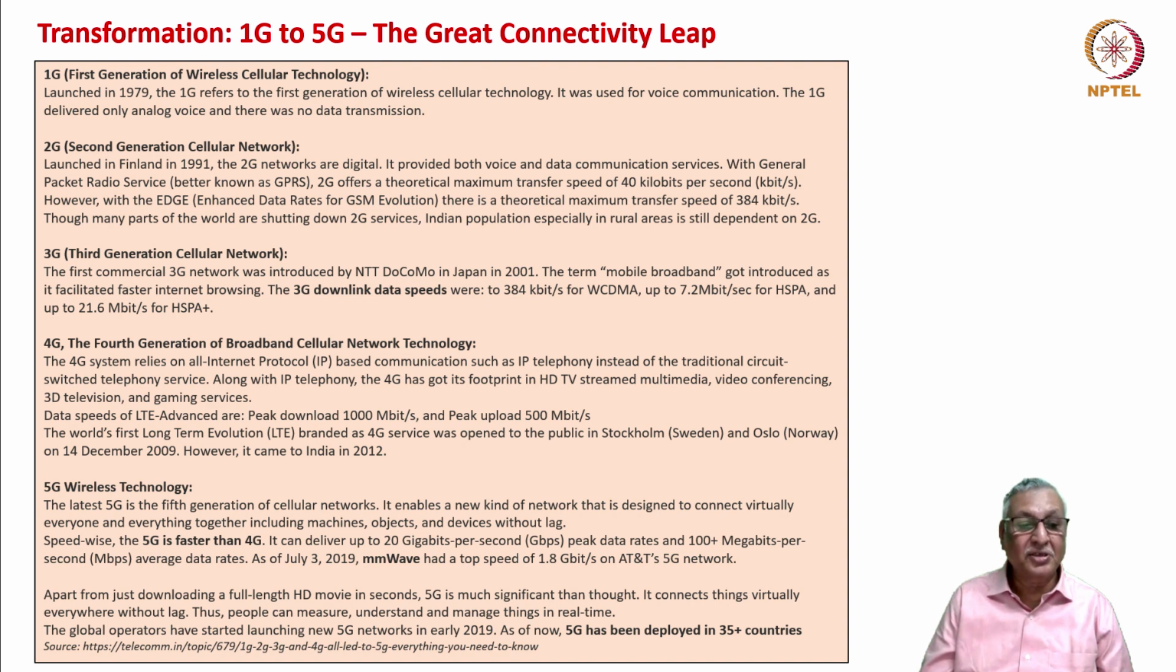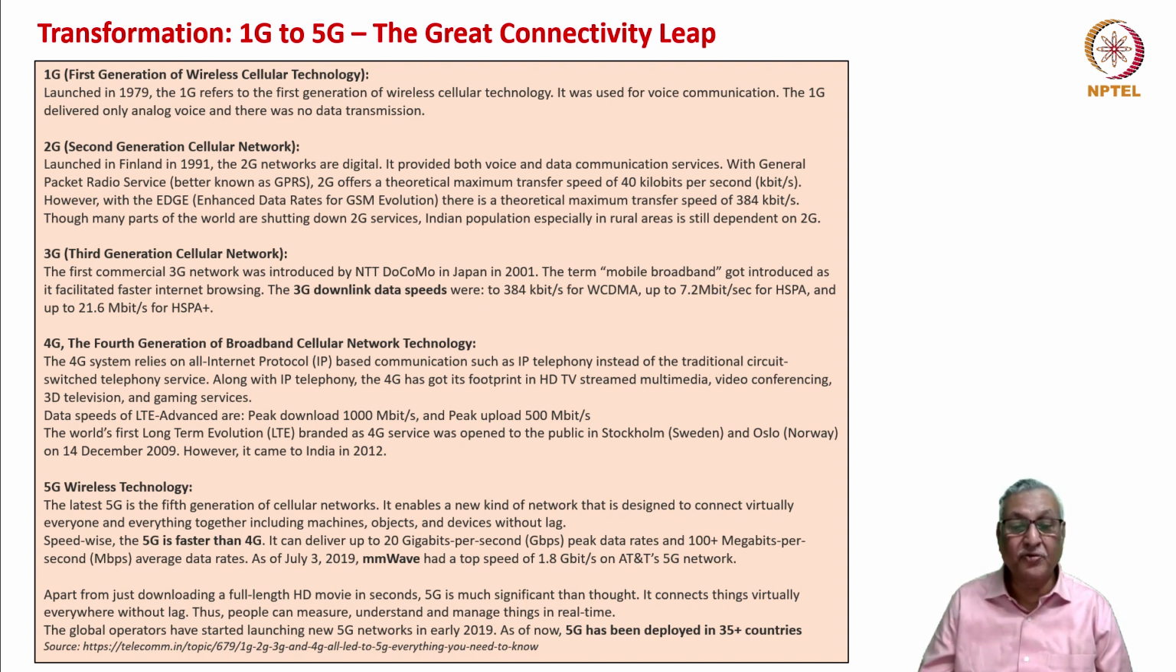5G wireless technology is the latest in the generation of cellular networks. It enables a new kind of network that is designed to connect virtually everyone and everything together, including machines, objects and devices, without lag. Speed-wise, 5G is faster than 4G. It can deliver up to 20 gigabits per second, Gbps, peak data rates and 100-plus megabits per second, Mbps, average data rates. As of July 3, 2019, mmWave had a top speed of 1.8 Gbps on AT&T's 5G network.